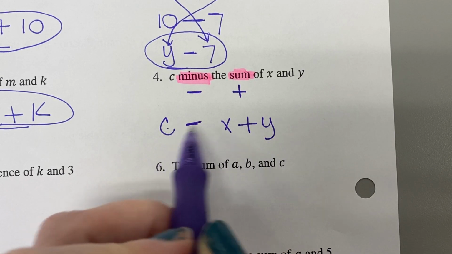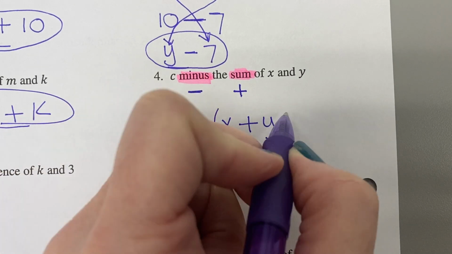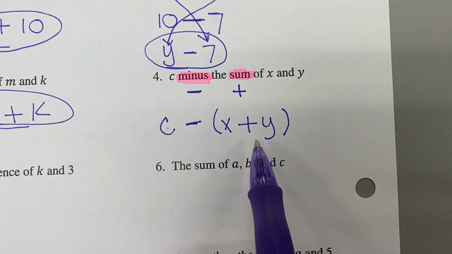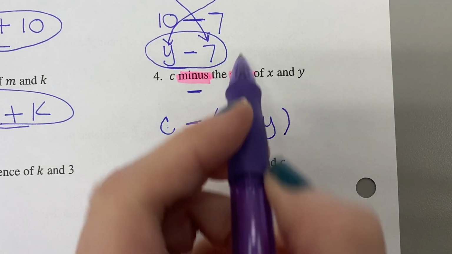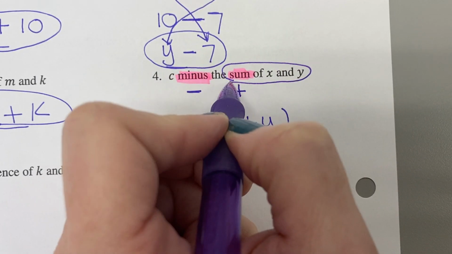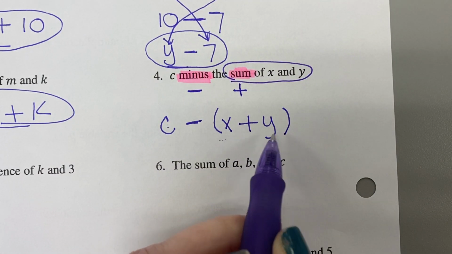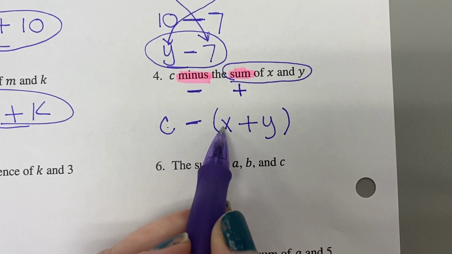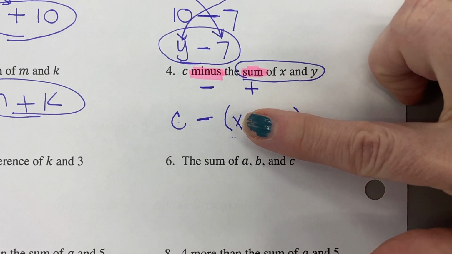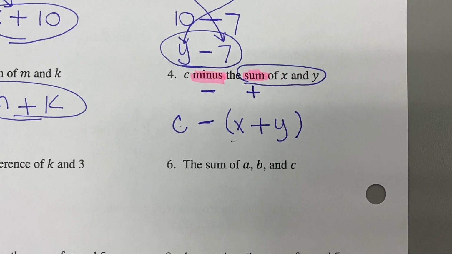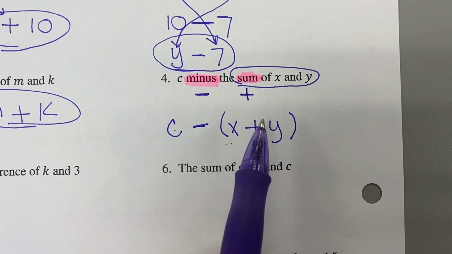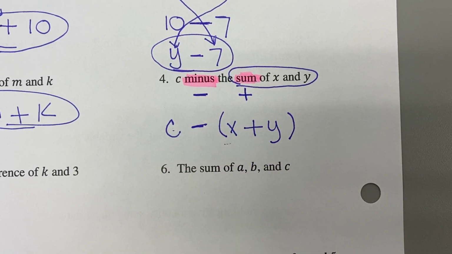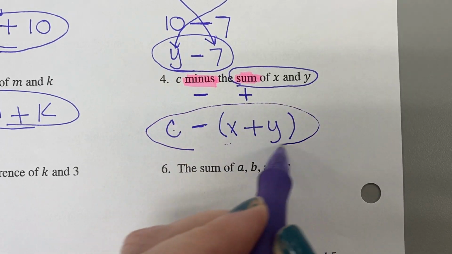Now when you have these 2 steps, we want to put parentheses around that sum because parentheses come first in Please Excuse My Dear Aunt Sally. I want to make sure I have the full sum identified first. If I don't put parentheses, then I would take c minus x first, left to right. That's not what I want to do. I want the full sum, and then once I have that sum, I want c minus that sum. So that would be our final answer for number 4.